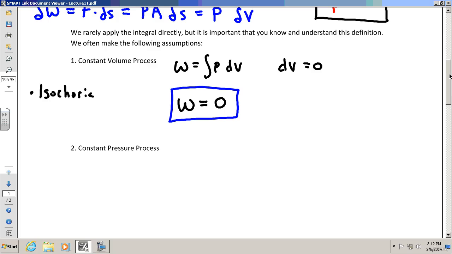But let me give you another clue when it's going to happen. Sometimes the problem will say it's an isochoric process. Other times, instead, it'll just say something like rigid tank. See, if it's enclosed in a rigid tank, the volume of that tank is not going to change. And the volume of the tank's not going to change, and then it's a constant volume process. So you'll see that happen a lot too.